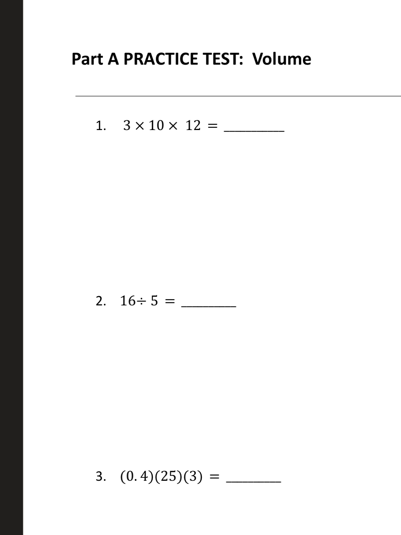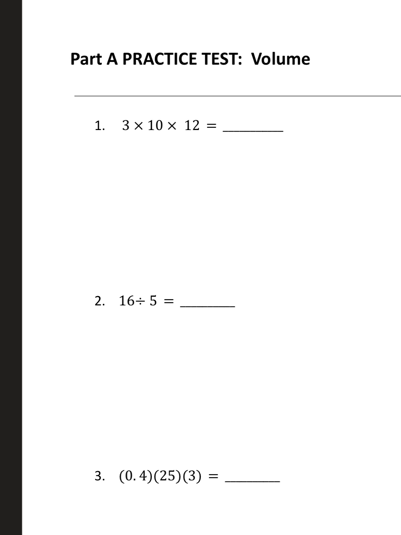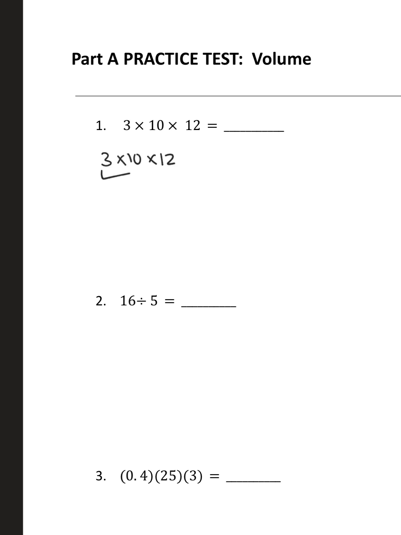In question 1, relatively straightforward, we've got 3 times 10 times 12. BEDMAS tells us to work from left to right. Now we've got 30 times 12. 3 12s are 36, so 30 12s would be 360.